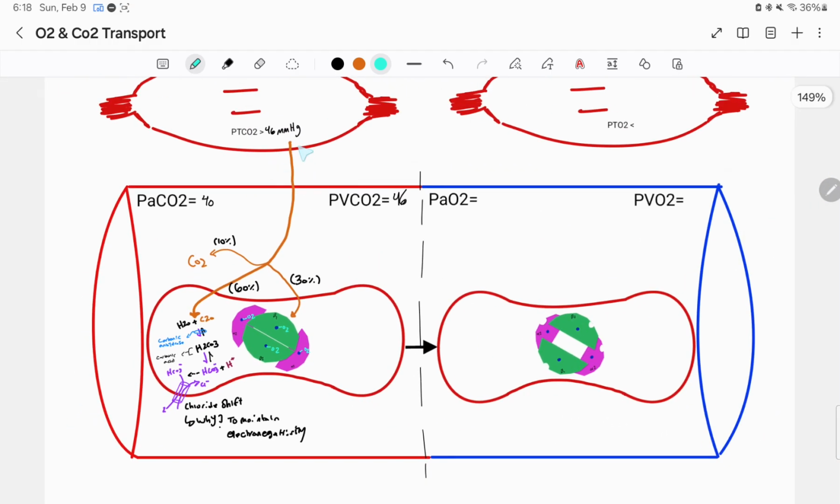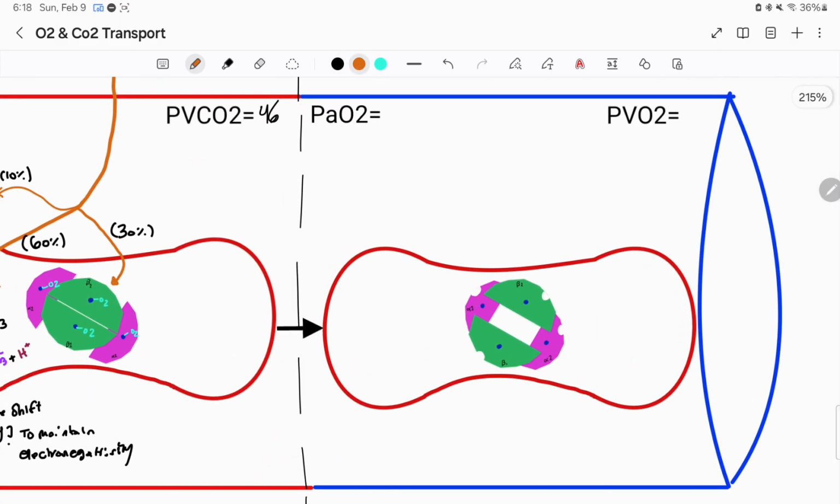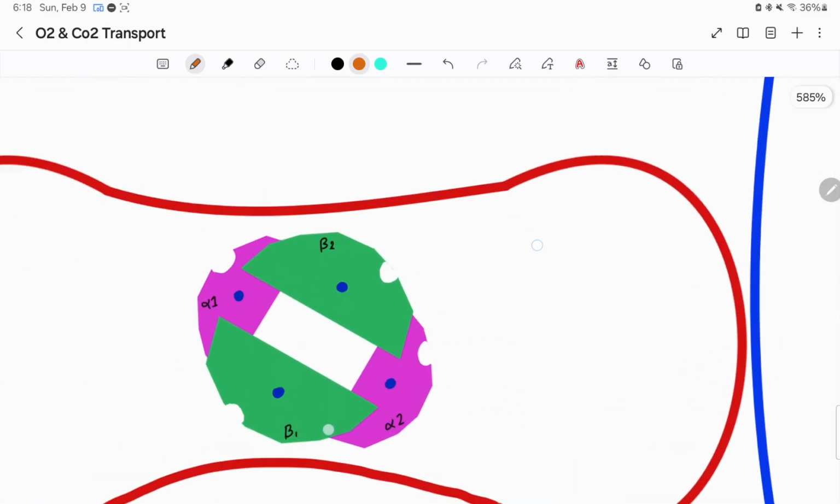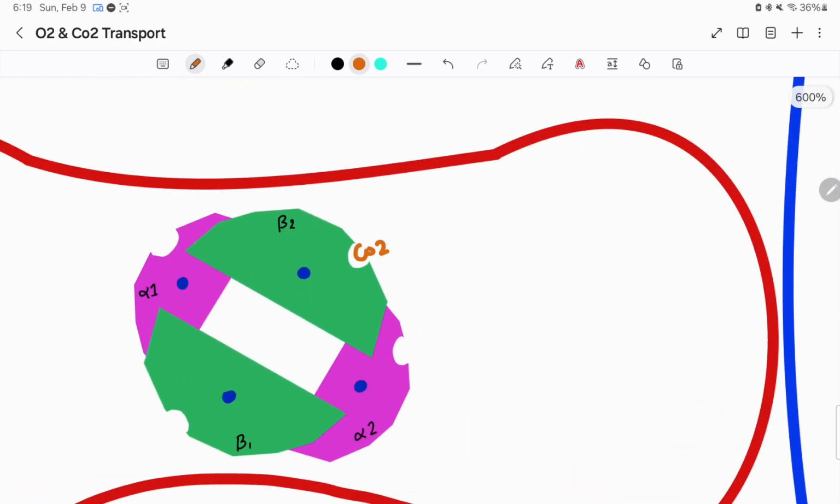Okay, now, I haven't drawn the CO2's binding yet, and there's a reason. Let's look at this. As the CO2 starts coming in and it starts binding, it starts binding to what? To this hemoglobin. Okay? Starts binding to this hemoglobin.